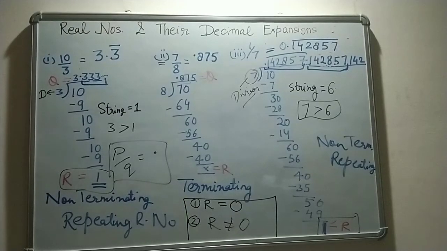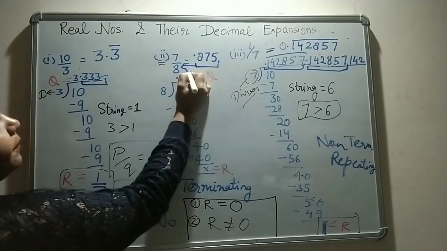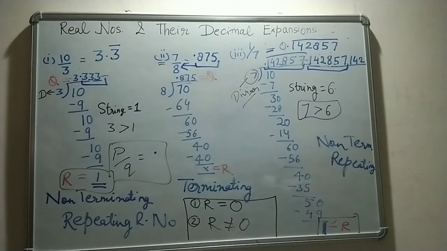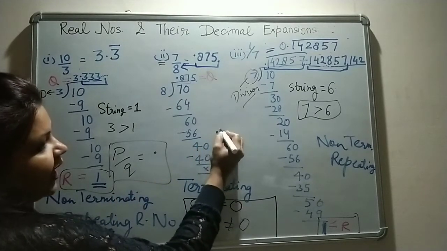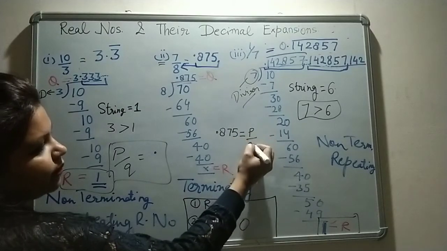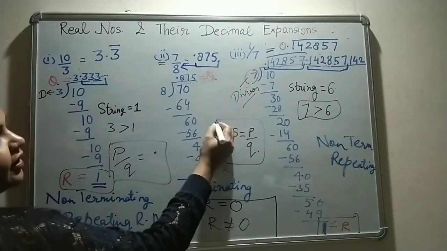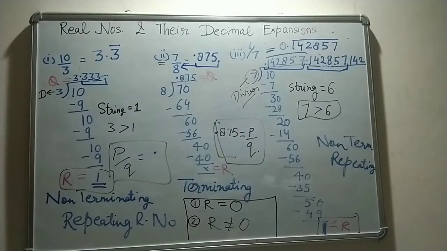Now we have learned to convert a P upon Q into a decimal number. But can we convert a decimal number into a P upon Q number? Suppose, can we convert 0.875 into P upon Q? How is this going to happen? This is our next topic. So let's get started with that.